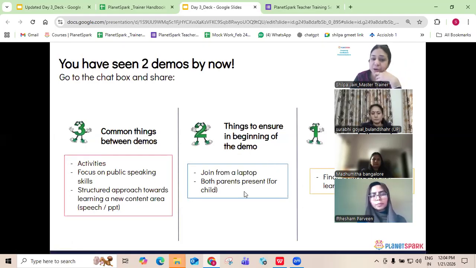Things to ensure in the beginning, join from a laptop and both parents present. Towards the end, the final showcase by our learner. So this is common in all the 3 demos, whether it is junior, senior, or adult category.